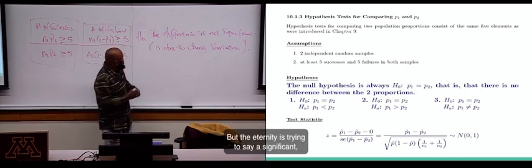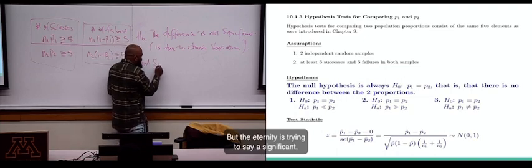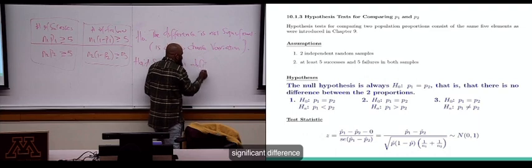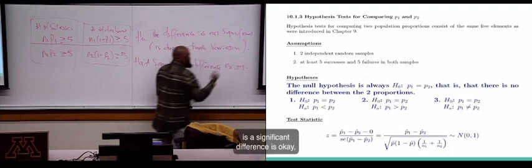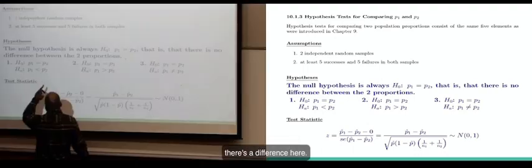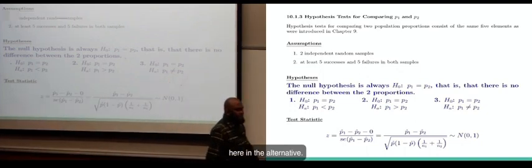But the alternative is trying to say a significant difference exists. A significant difference exists. There's a difference here, there's a difference here, there's a difference here in the alternative.